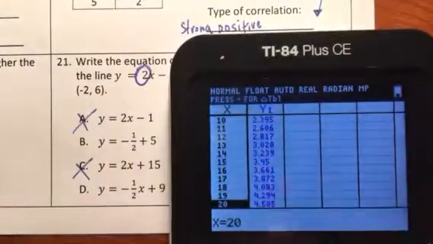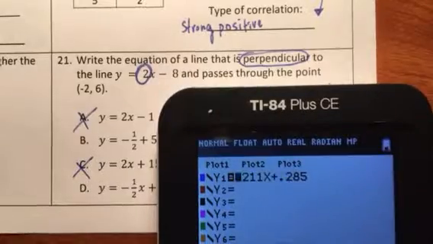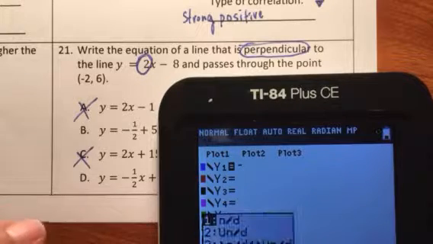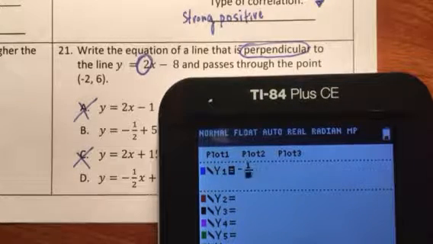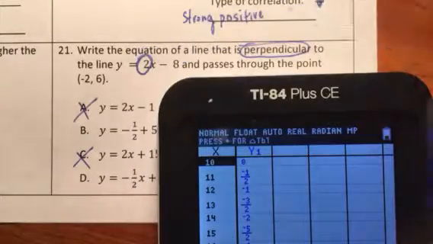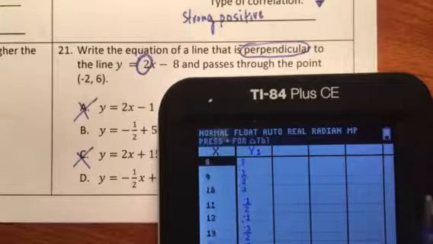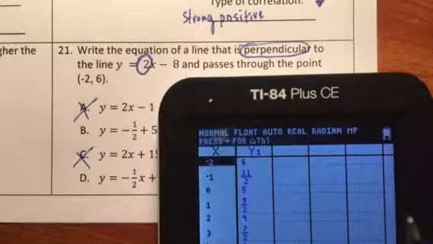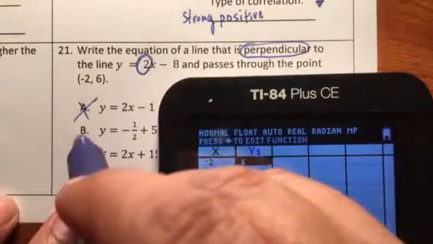So now I'm going to type in, remember I could do some math work, but I'm going to let the calculator do calculations for me. So I'm going to put 1/2 x plus 5. Go to second graph. I want -2, 6 on this one. So -2 does have 6, so there's my answer.